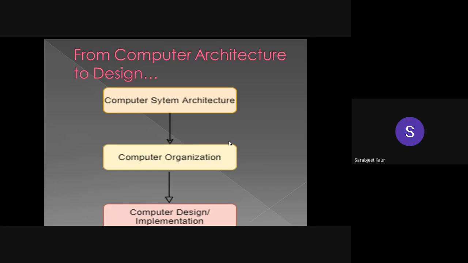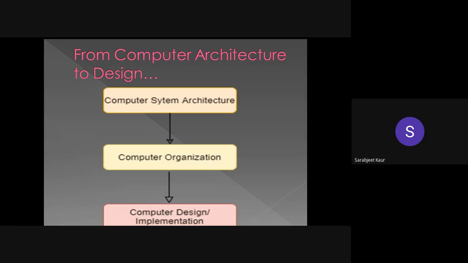So the first step towards designing a computer system from a hardware point of view is the computer system architecture. After that, we go on to computer system organization, and then computer system design. The design phase is also known as implementation. So computer system organization, what do we mean? What do we do here?